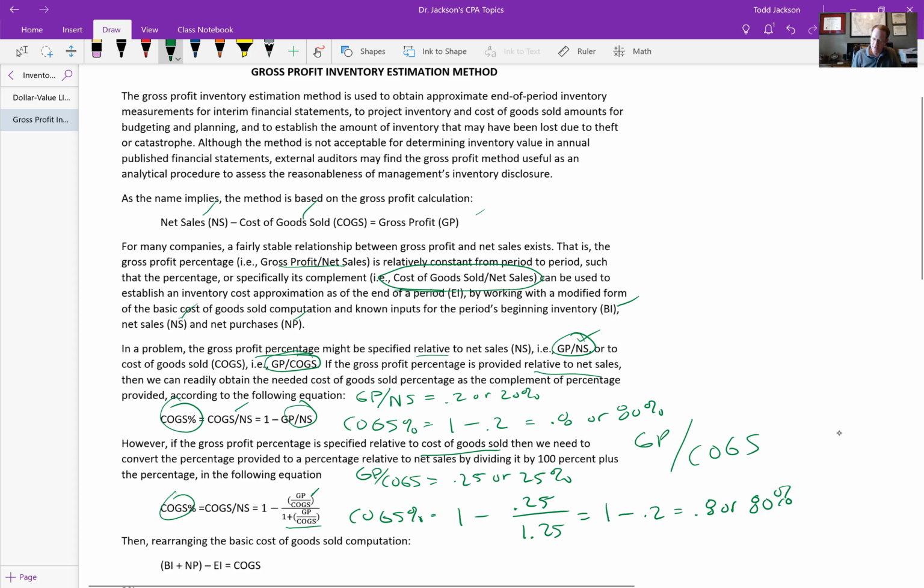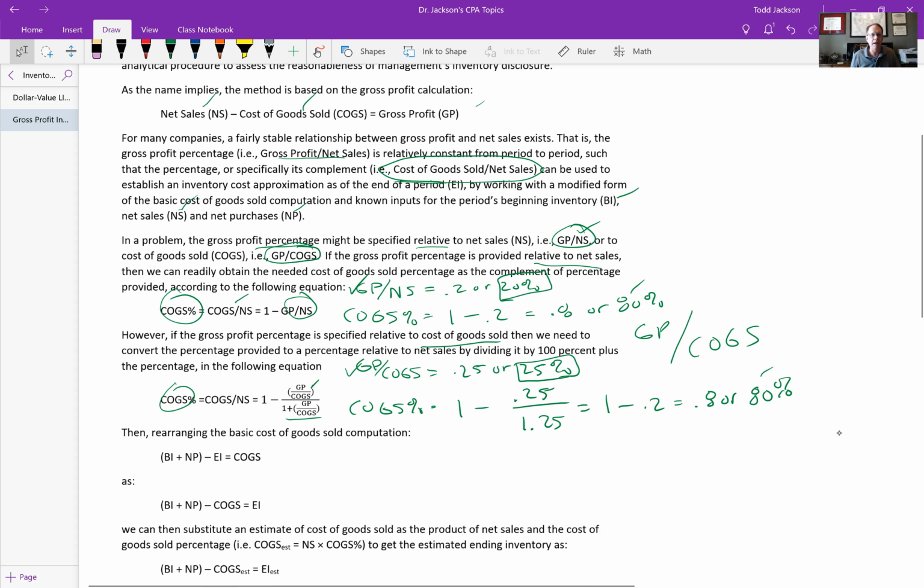So we see from these examples that either way of expressing the problem could be seen, and they are equivalent. We could be given the gross profit percentage relative to net sales at 20%, or we could be given the gross profit percentage relative to cost of goods sold at 25%, and we effectively convert that to a cost of goods sold percentage in both cases of 80%.